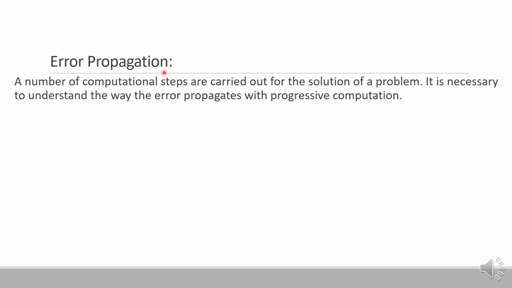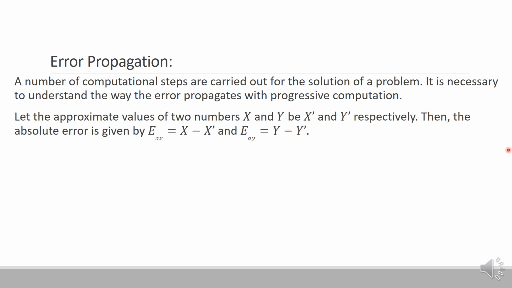Next, let us learn the concept of error propagation. A number of computational steps are carried out for the solution of a problem. It is necessary to understand the way the error propagates with progressive computation. Suppose that the approximate values of two numbers x and y are x dash and y dash. Then the absolute errors are denoted as EAX and EAY. Now we will see how this absolute error is propagated in addition operation.